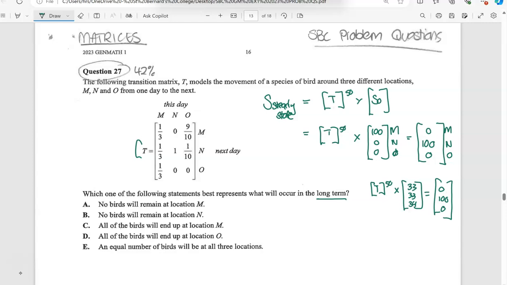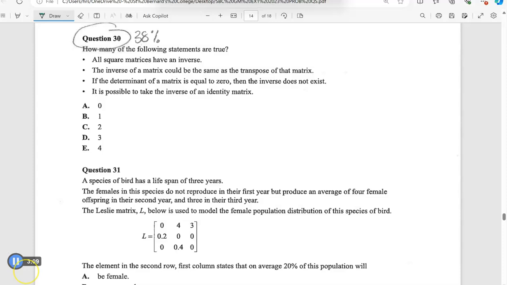Which of the following statements best represents what will occur in the long term? No birds remain at location M. Is that true? Yeah, that seems pretty good. I'm pretty happy with that. Let's double check. No birds will remain at location N. That's wrong, they're all there. All birds will end up at M. No, M for Mary. All birds will end up at location O. No. An equal number of birds at all locations. No. Okay.